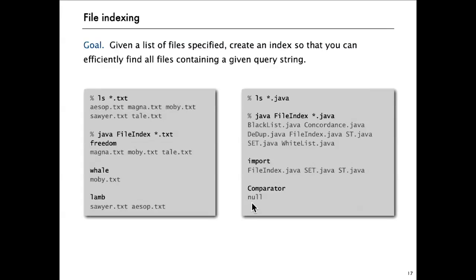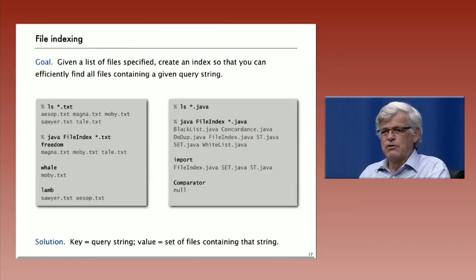So again, a very general capability that's got lots and lots of applications and is easy to implement with our symbol table API. The idea is that we're going to associate keys with values. Well, the key is the string we type. What's the value? What we're going to use for value is a set of files, the files that contain the query string. Given that high-level description, the implementation is pretty direct.